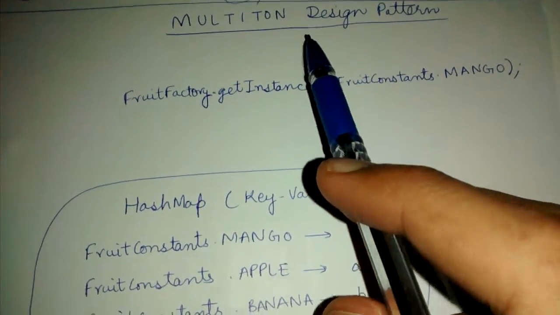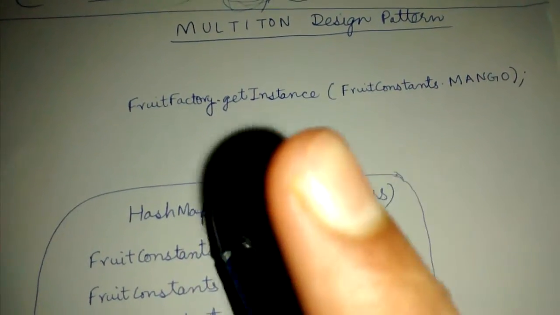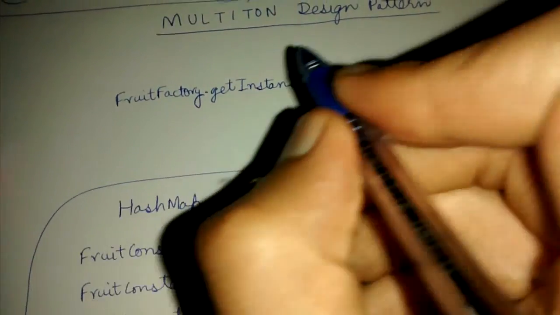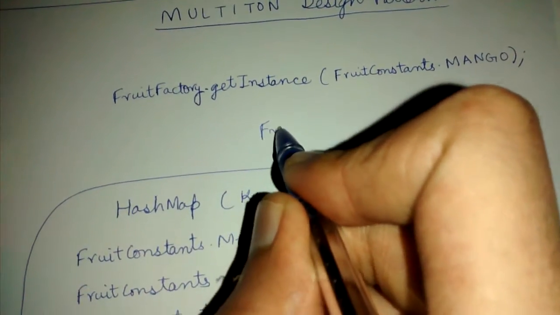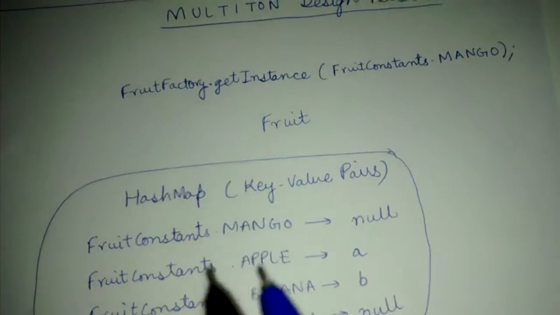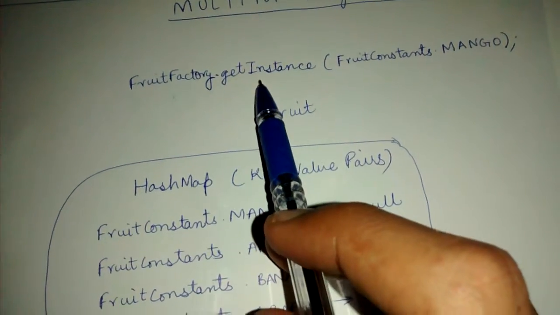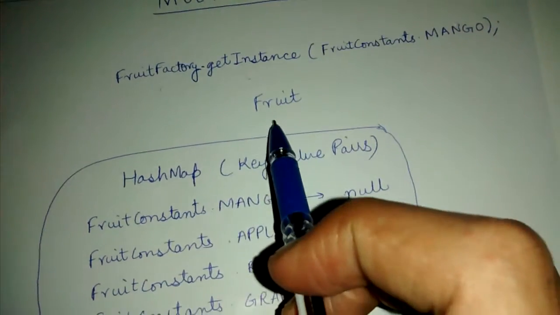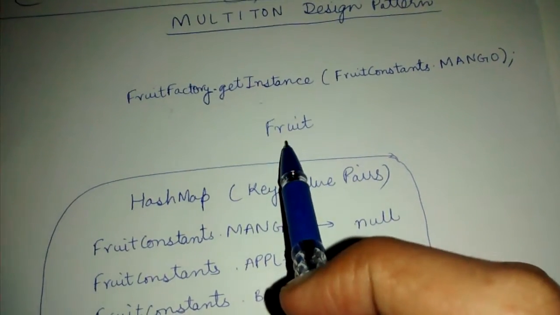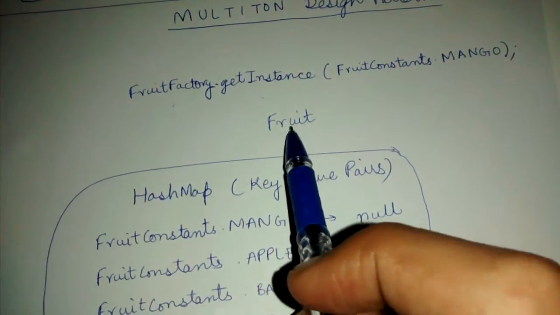So in the singleton design pattern, we can make a single instance of a class. So let's say we have a class Fruit here. If we do FruitFactory.getInstance, the first time it will create an instance of the Fruit class and give it to us.